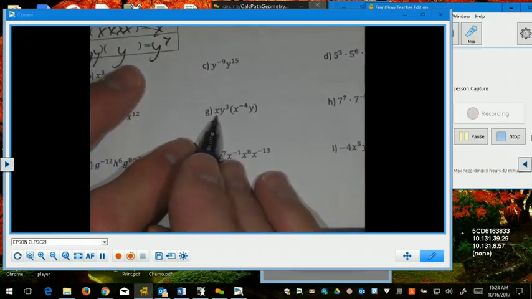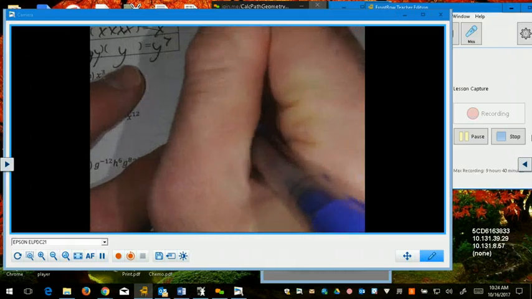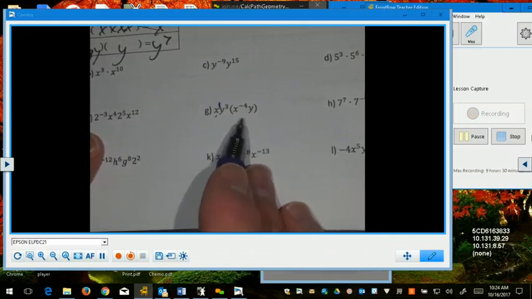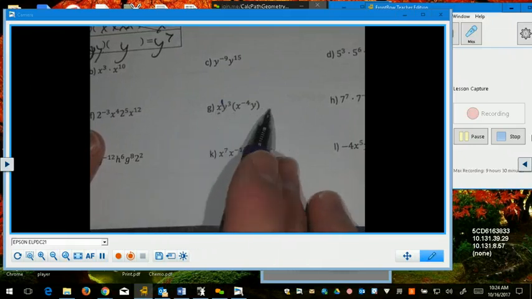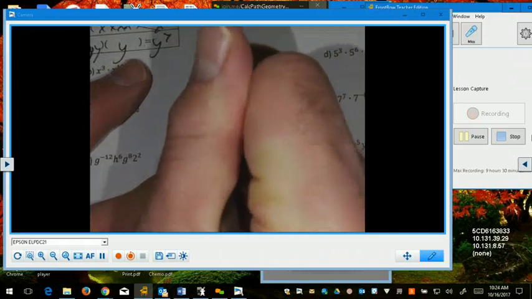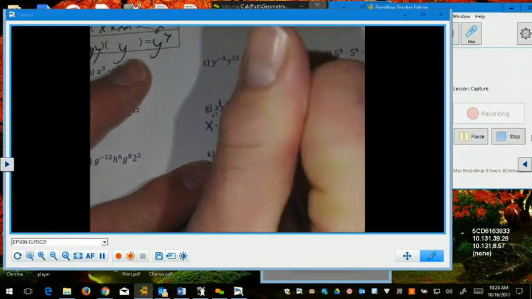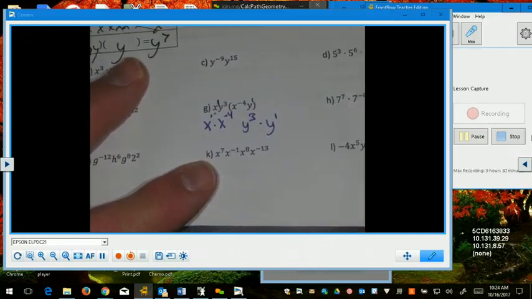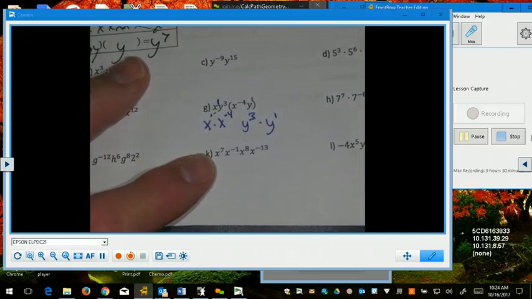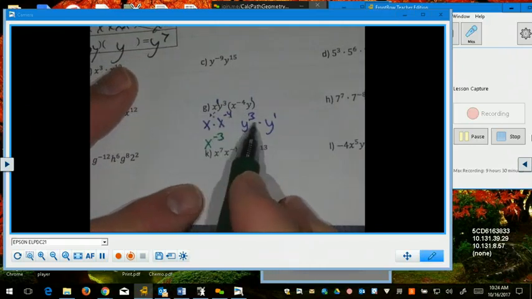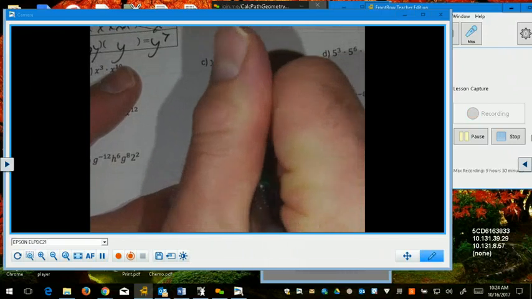What's the exponent on this x? 1. Do we see a plus sign in here at all? No. We are not going to distribute. There is no addition or subtraction of terms in the parentheses that requires us to distribute. This is all multiplication. I'm going to do the ones that have the same base together. So I'm going to do x to the 1st times x to the negative 4th, and y cubed times y, which also has an exponent of 1. This is going to give me x to the negative 3rd when I do 1 plus negative 4. And the 3 plus 1 will give me y to the 4th.